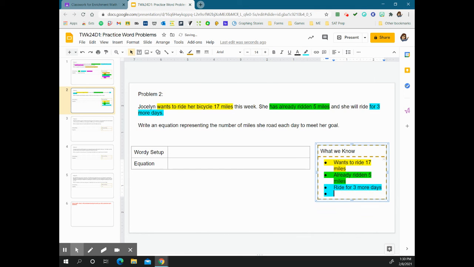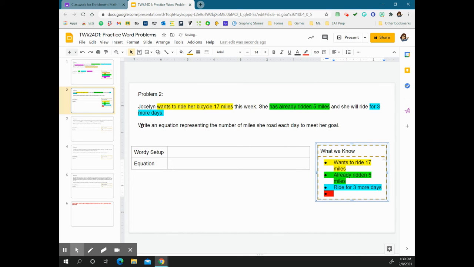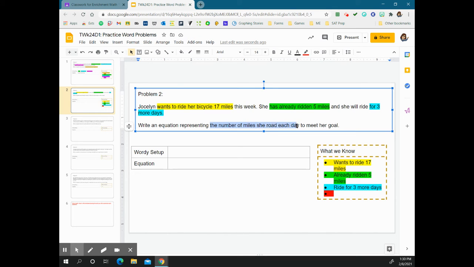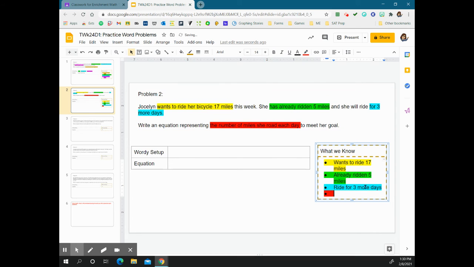Okay. Now, so far we have all this information, but we don't have a variable. We need that variable that's going to help us with solving. Well, in my statement here, we're told to write an equation representing the numbers of miles she rode each day. So that's where a variable comes from, right? So I'm going to put M for miles, number of miles each day.